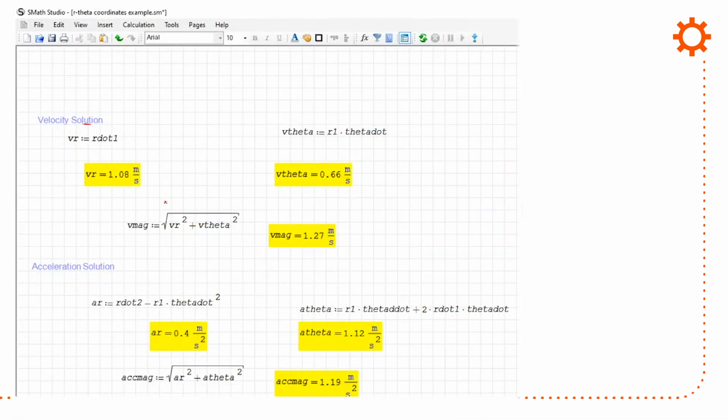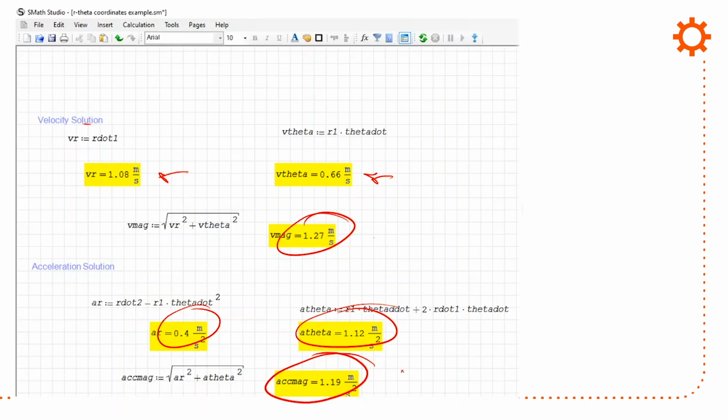After I do all of this and calculate the terms, I get the same thing, 1.08, 0.667, 1.27 meters per second. Same thing for acceleration R, acceleration theta, acceleration magnitude. It's not as pretty, but the fact is that I get the same results, and I didn't calculate the derivative, and I didn't pay anything for this because it's free software.